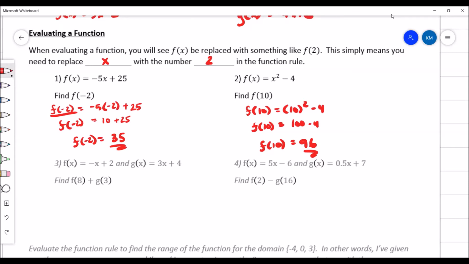So here we're given 2 functions, function f and function g. It says find f of 8 plus g of 3. And it basically just says find what happens when we add the function f when x is 8 and the function g when x is 3. So here I'll do f of 8. And f of 8 is negative 8 plus 2.